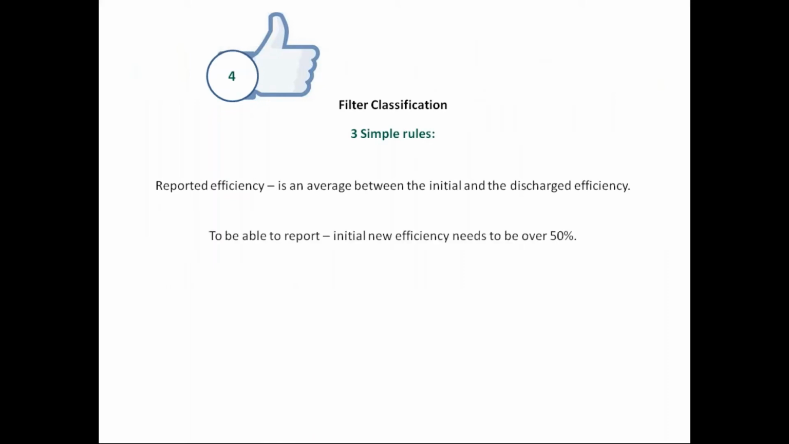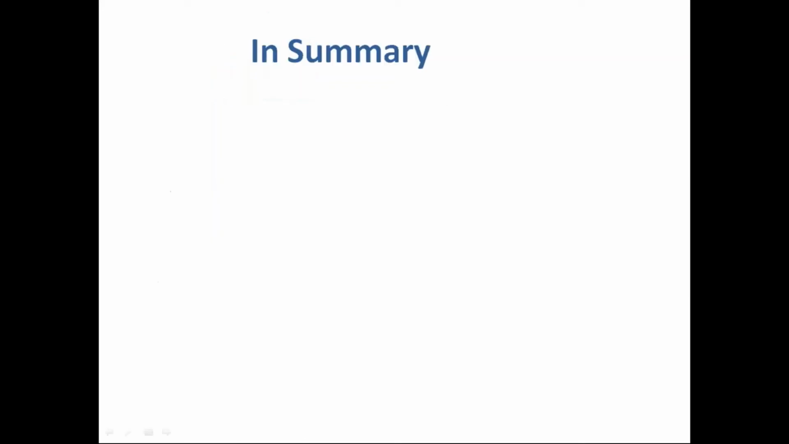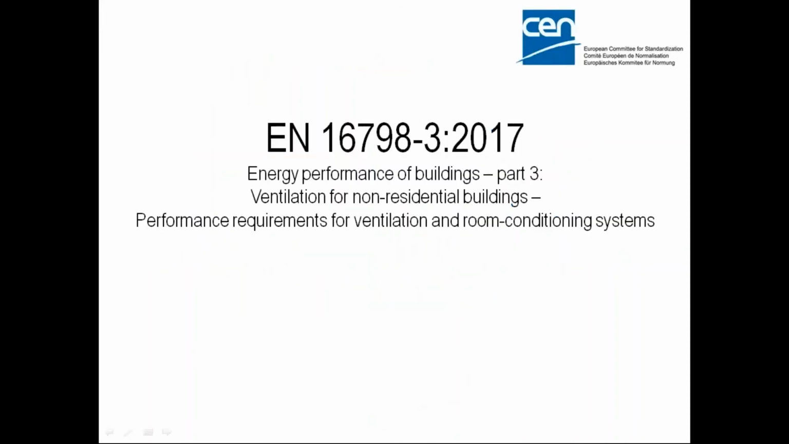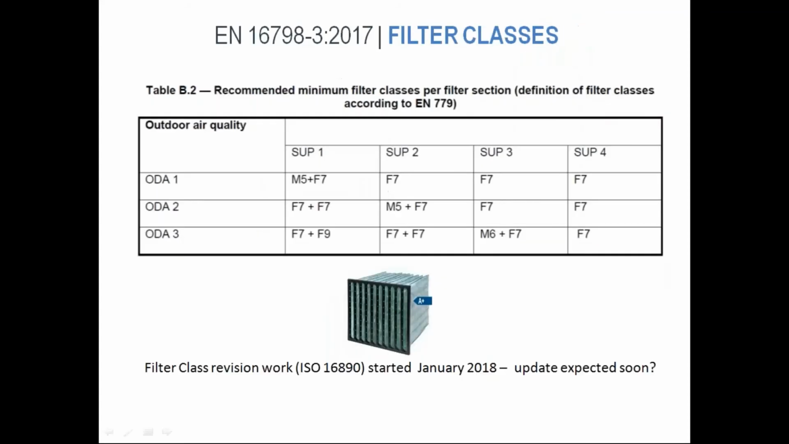Efficiency: to be able to report the initial efficiency, it needs to be over 50%, and to be able to report that, the discharge efficiency needs to be over 50%. So in summary, we need EPM1 for bag panels for healthcare. This also brings in 16798-3, which for SUP1, ODA3, which would be a poor outdoor air quality, you're looking at F7, F9.